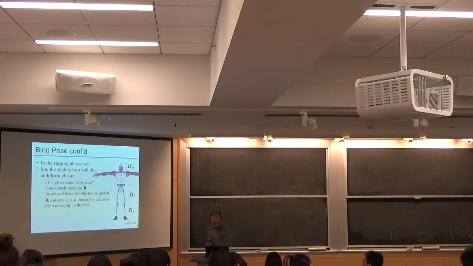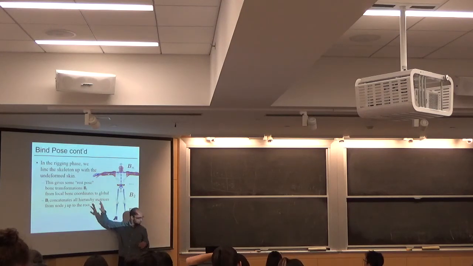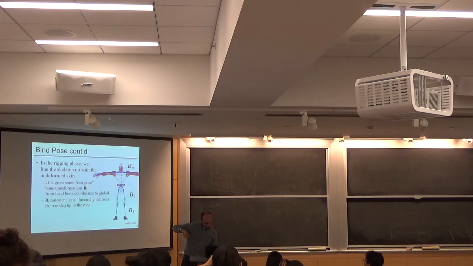So in the rigging phase, we line these things up, and this gives some rest pose with what we call bone transformations from the local bone coordinates to the global ones. In other words, remember that in the rest pose, the bone of your finger has its own little coordinate system where maybe this is the origin. So this transformation B is going to go, I always get from and to confused here, I think B goes from local bone coordinates, where this is the origin, to the coordinates of this model in the bind pose. Okay? So B is very easy to obtain.